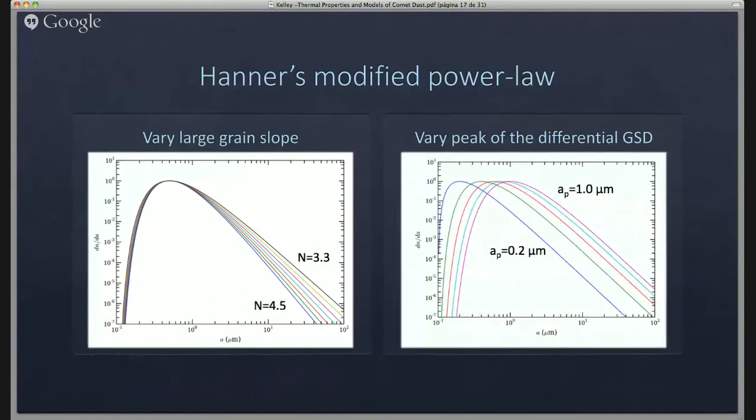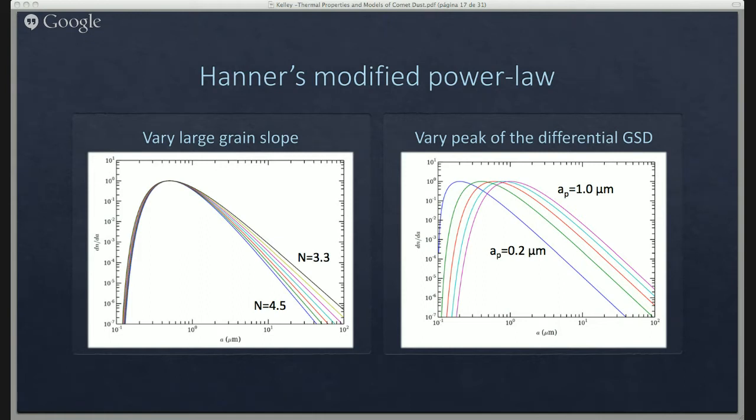So we have our grain, we have a composition, we've balanced it with sunlight. Let's talk about comet coma grain sizes. In our model, what we use is what we call the Hanner modified power law. So on the large grain sizes, we have a power law slope, and then that peaks at a particular grain size. These all peak at 1/2 a micron, and then that drops off beyond that.